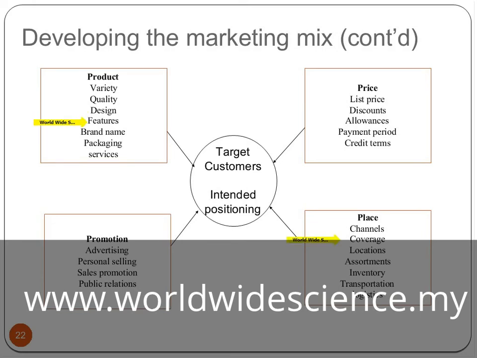In place, sometimes you need to change the distribution channel, your representative offices, your shops and your branches in other cities and other countries. And promotion, the most important thing, includes advertising and personal selling. Public relations and sales promotion are also related to promotion. In every area you can choose many strategies.